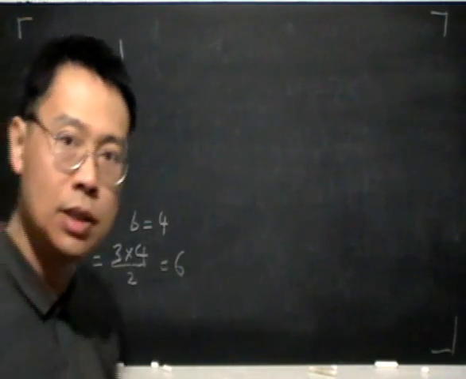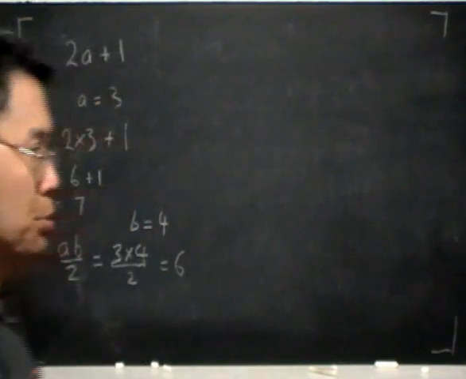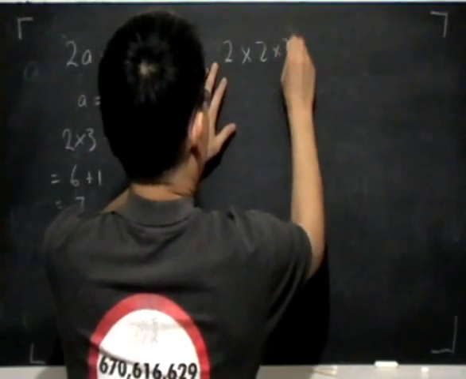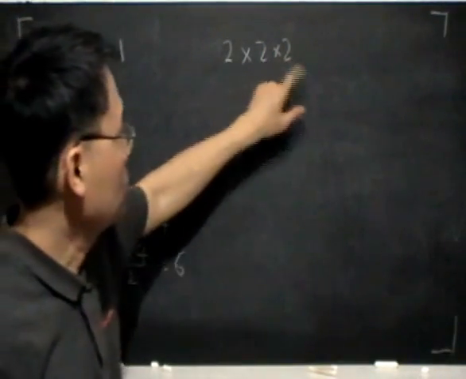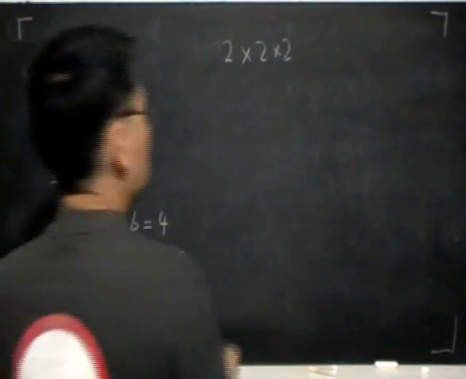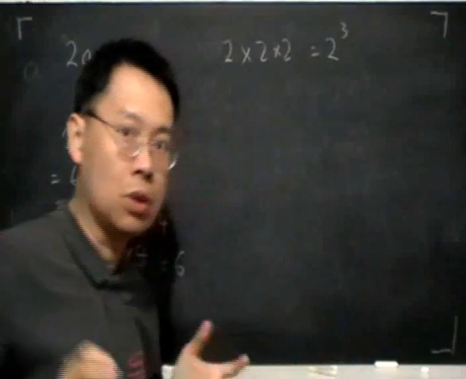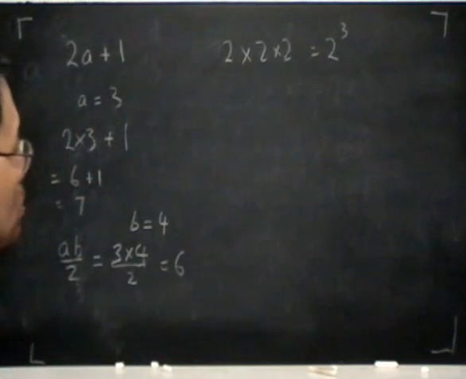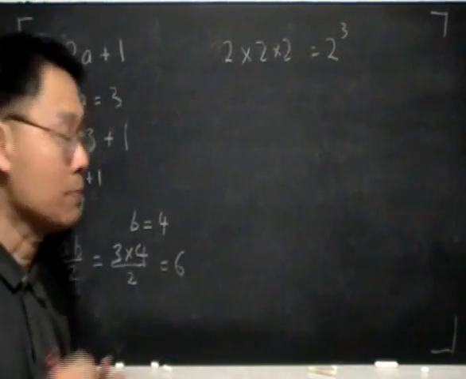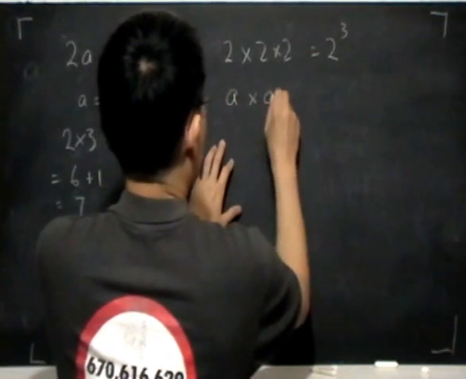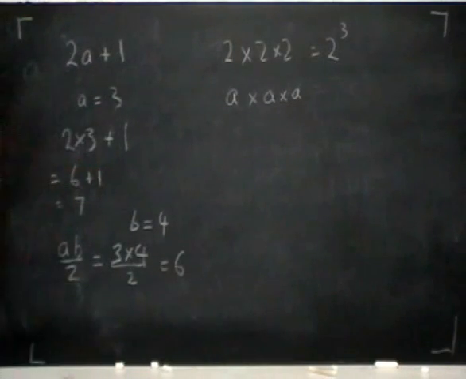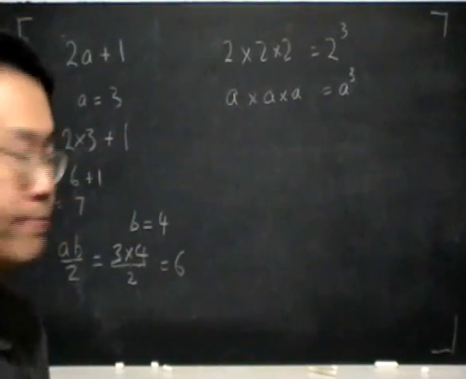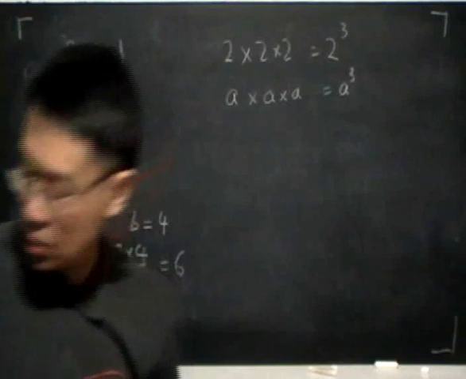Next, we are going to look at the idea of powers in algebra. If I have a number 2 multiplied by itself 3 times, 2 times 2 times 2, we know that we can write this as 2 cubed, or 2 to the power of 3. We can do the same in algebra. If instead we have a symbol, say a, and we multiply this by a and by a, so a times a times a, I can write this as a to the power of 3. So that's powers in algebra.